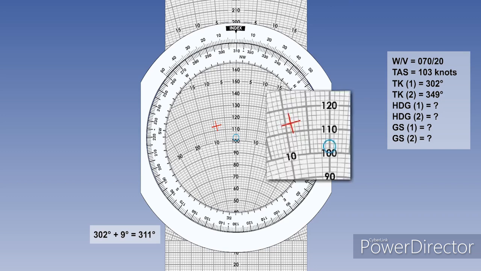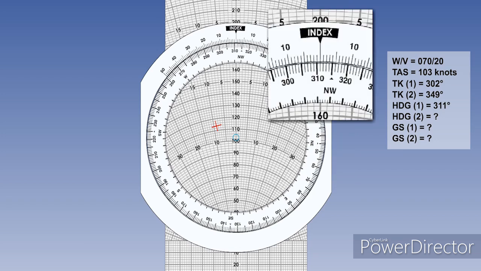You'll notice that the wind mark has now moved onto the 9-degree drift line. Reposition the window to take account of the extra 1 degree of drift, that is, put 311 degrees against the index mark. You'll notice that the amount of drift does not change when you move the window. This amount of drift, when applied to your track, will give you the heading to fly for the required track. Read off the heading to steer of 311 degrees against the index mark.